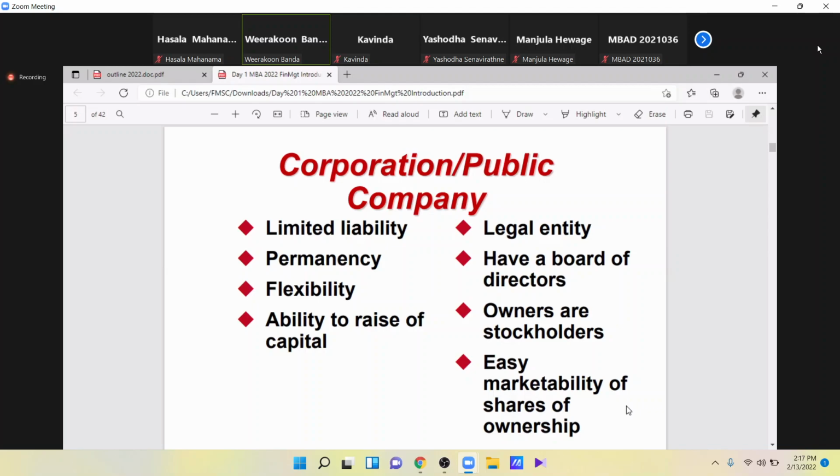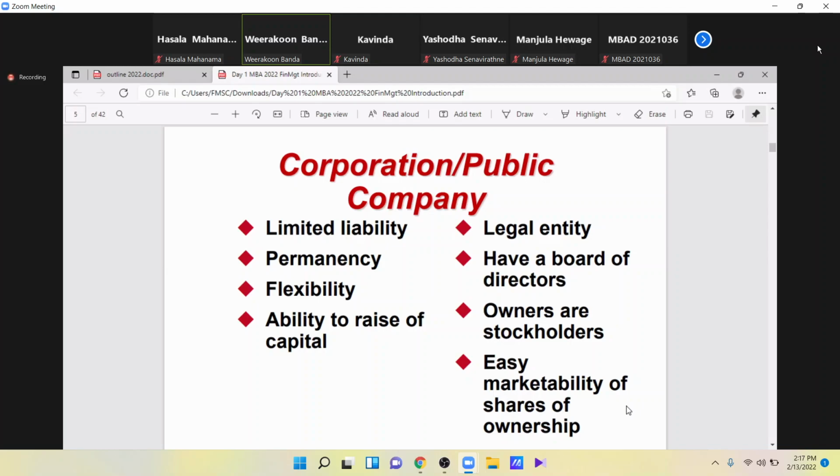Then it has some permanent features. Anytime they can access any market, debt market, equity market, share market, preference share market, or other debt instruments. They have flexibility anytime. Anytime they can raise capital from the market, not like sole proprietors or partnerships. They have access to the capital market.